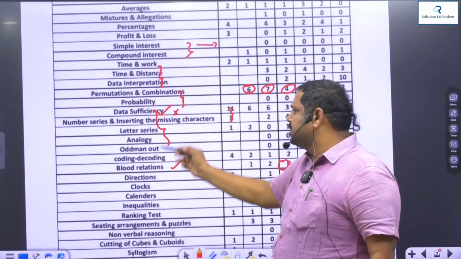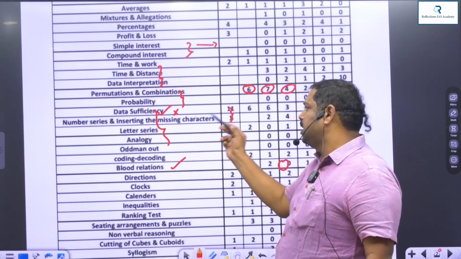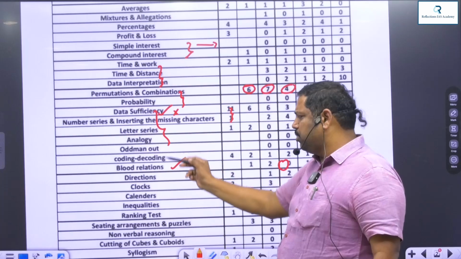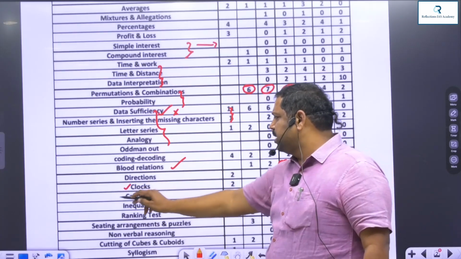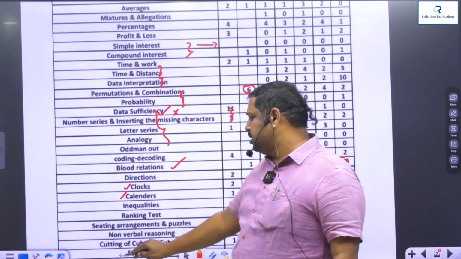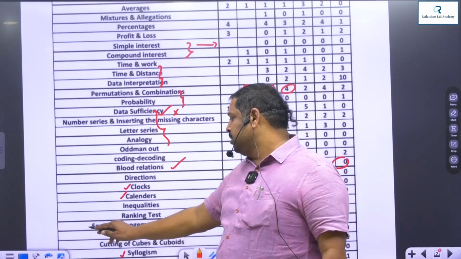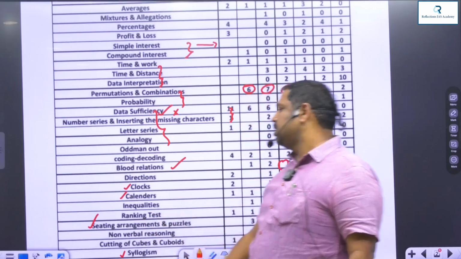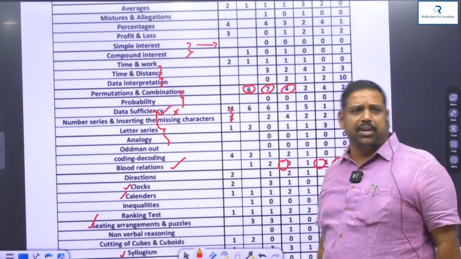Next one. So coming to reasoning: number series and missing characters, letter series, analogy, odd man out and so on. Here the important topics we can tick. Clocks and calendars, consistently you will get a good number of questions. Syllogism is another important topic. Sitting arrangement and puzzles is another important topic. These topics he will definitely focus on.